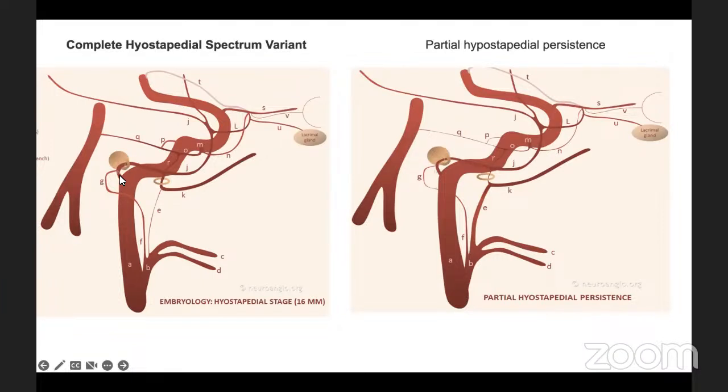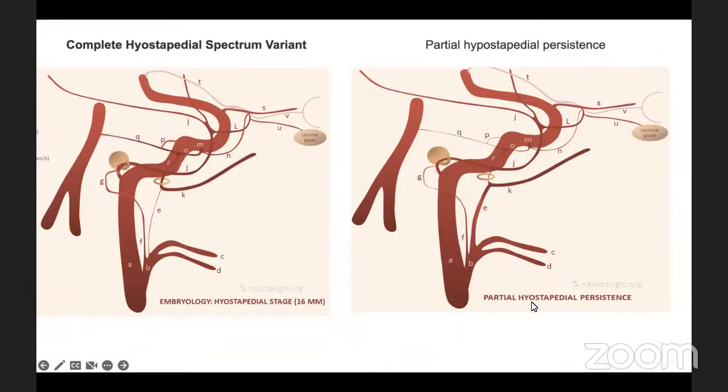we can see that the embryological hyostapedial segment has not at all regressed, and that is why the ECA sprouting has not happened. So this part remains regressed, and the hyostapedial segment takes over, and even the internal maxillary artery is coming from this area only, and the MMA is also coming through the ICA, as we can see here.